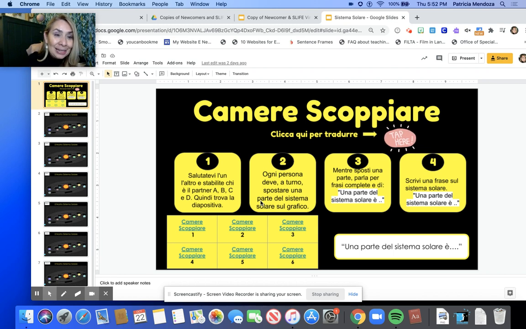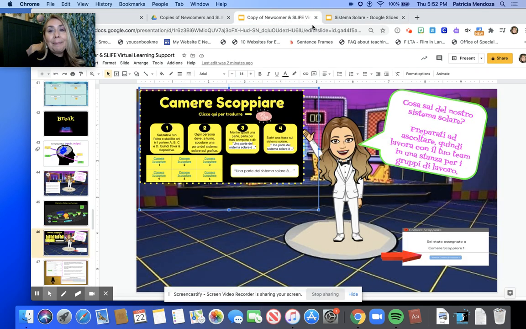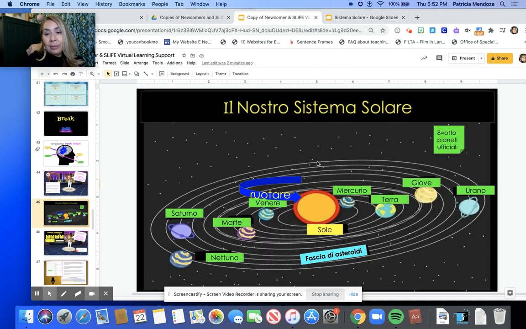Again, if Italian is not our L1, and we were given something like this, I have a partner to work with. I have just seen the teacher model the input chart. I see that there's a process, 1, 2, 3, 4. I'm supposed to do something. I know that I can go back and say una parte del sistema solare è il Sole. Una parte del sistema solare è Saturno. Una parte del sistema solare è Terra.